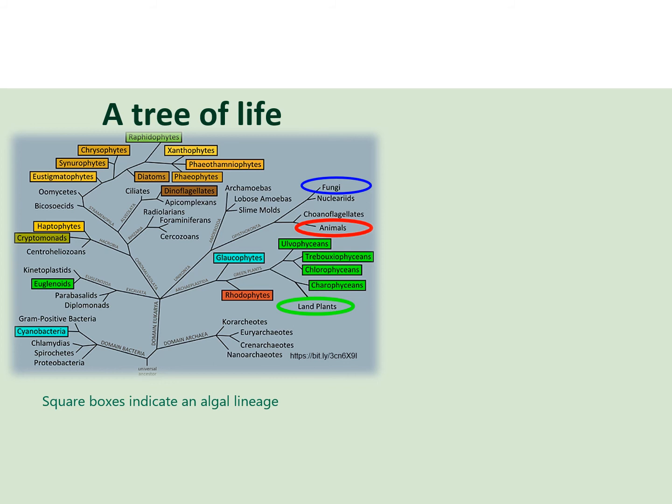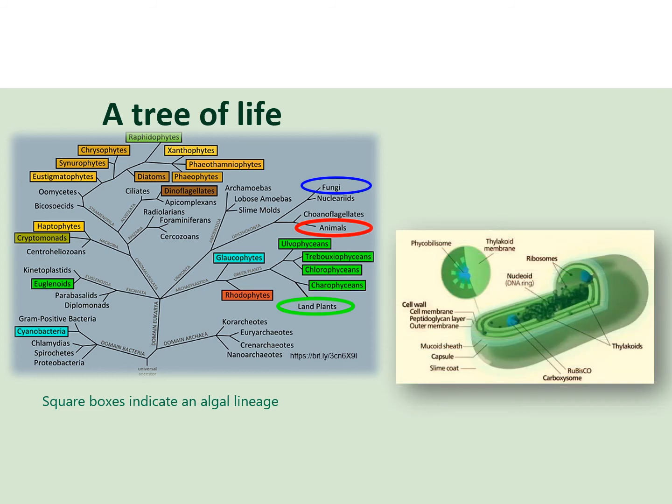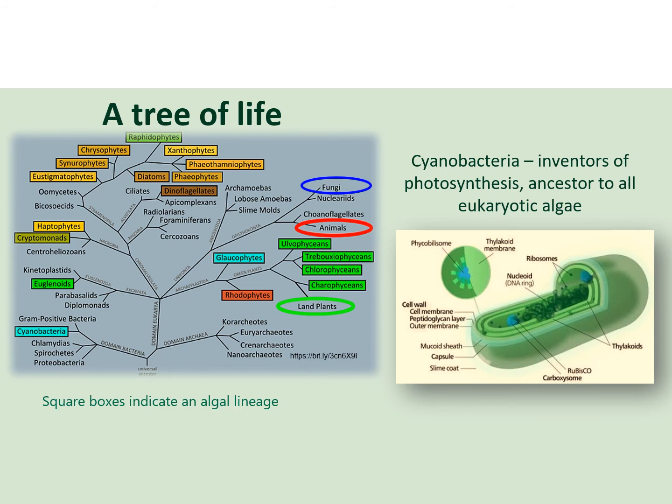On the left-hand side, there is a group, Cyanobacteria, from bacteria. It is the only non-eukaryotic class of algae. So, how do we get this great diversity of algae? It started with the Cyanobacteria. The Cyanobacteria are the inventors of photosynthesis, ancestor to all eukaryotic algae.